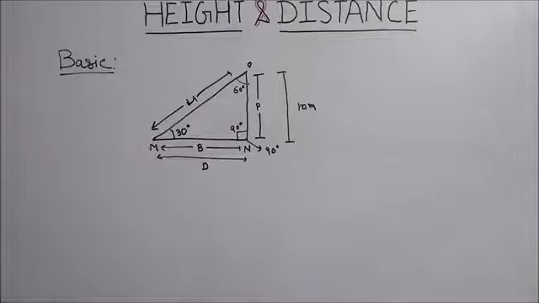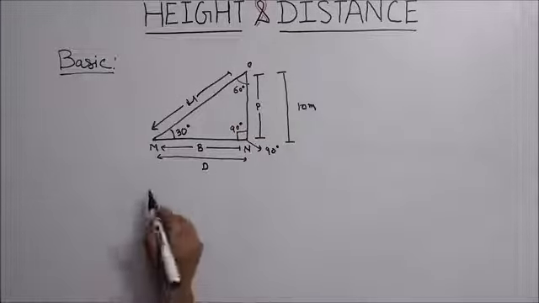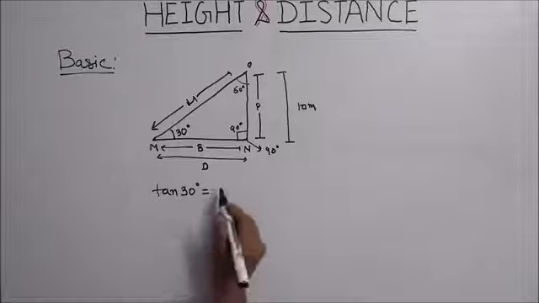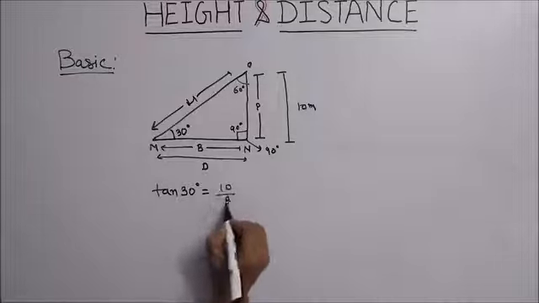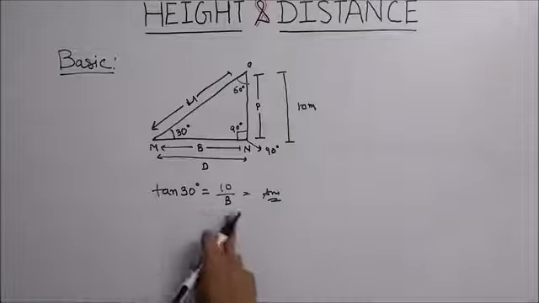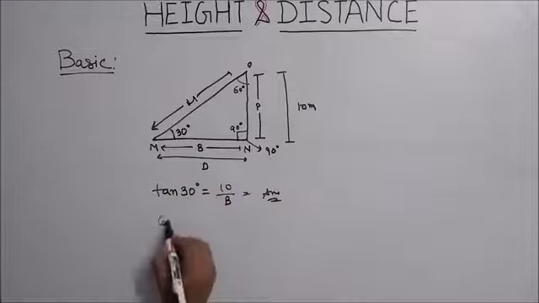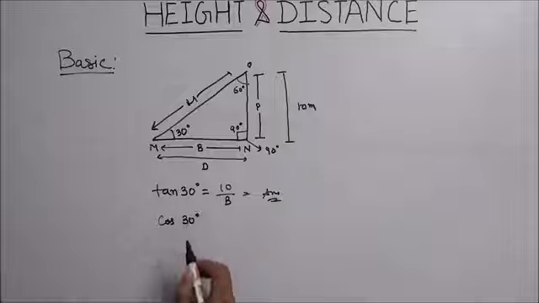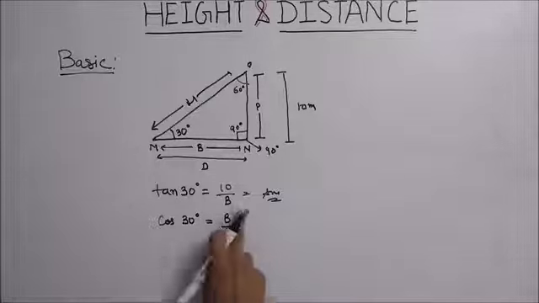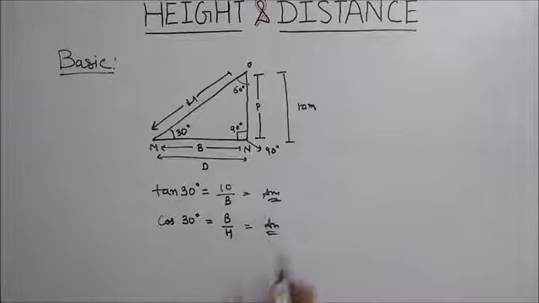Now what we generally do: if we have to find the base and we have already been given the height of the tree, we directly write tan 30 equals 10 by B, and we get the answer simply by putting the value of tan 30. If we have to find the value of the hypotenuse, what do we do? cos 30 equals base upon hypotenuse. From here we get the value of the base, and when we put the value of the base here, we get the value of the hypotenuse as the answer.